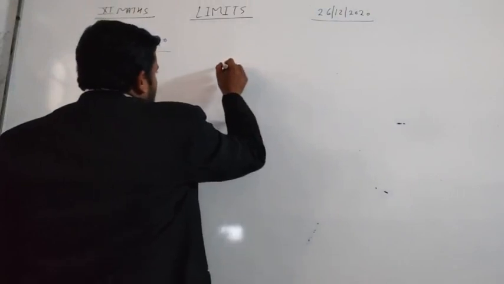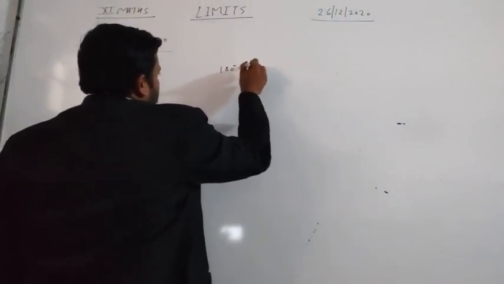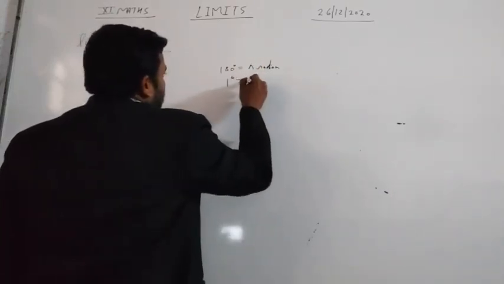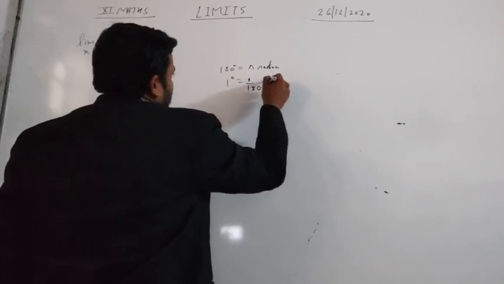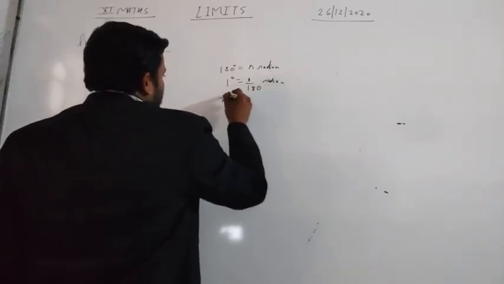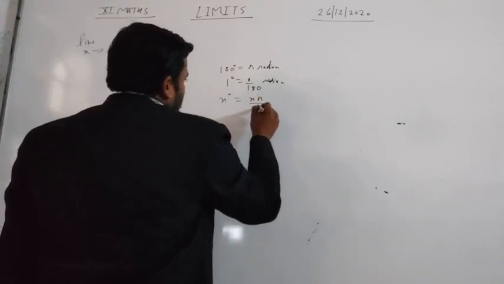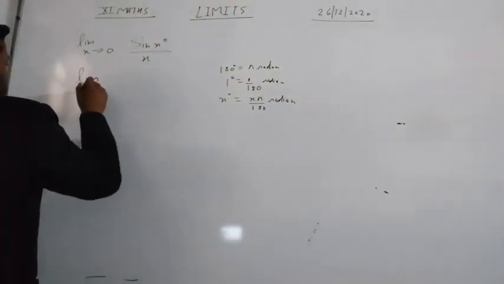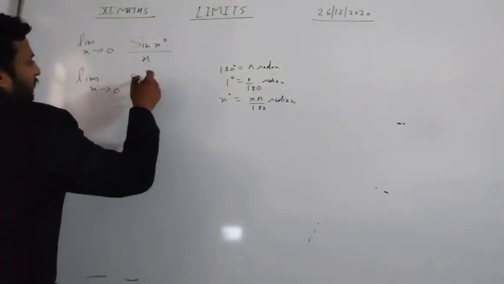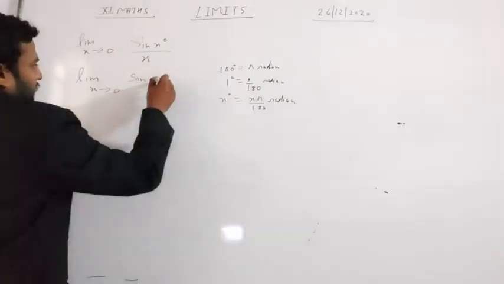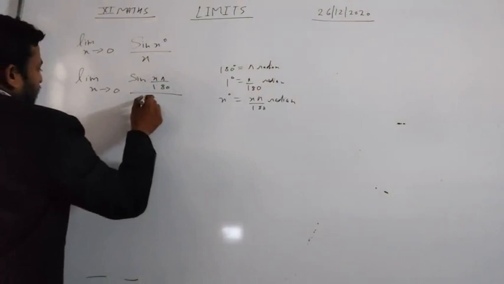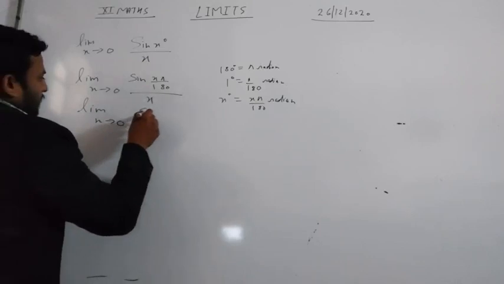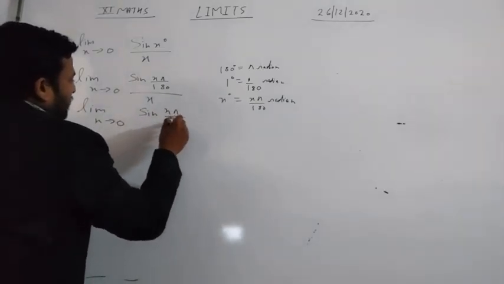So you know 180 degree is equal to pi radian. Okay, so 1 degree is equal to pi by 180 radian. So x degree is equal to x pi by 180 radian. So we will replace this where x tends to 0. This is sine x degree is sine of x pi by 180 radian, by x.